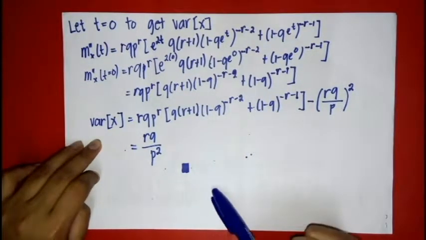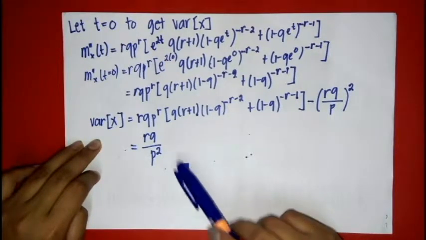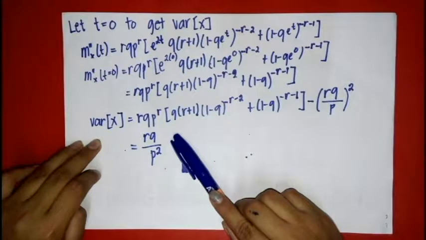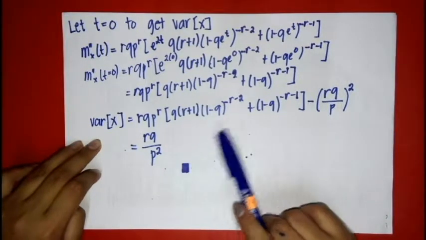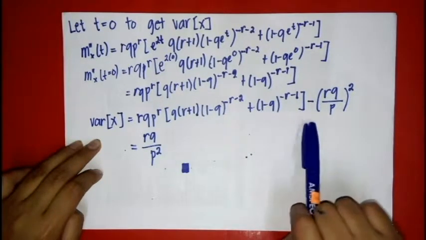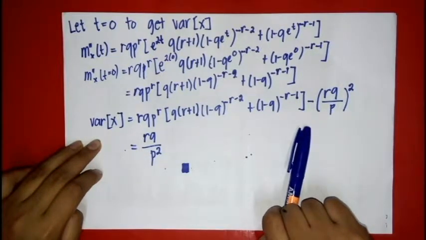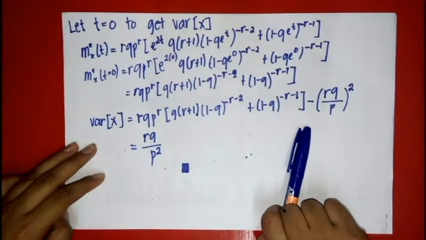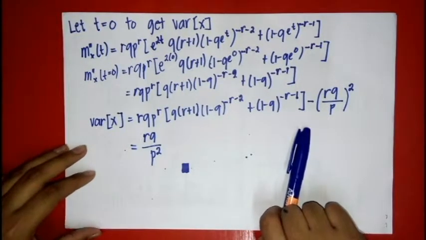By the definition of our variance, this will be equal to r q p to the r times q times r plus 1 times 1 minus q to the power of negative r minus 2 plus 1 minus q to the power of negative r minus 1, minus our mean squared. So this will be equal to r q over p squared.